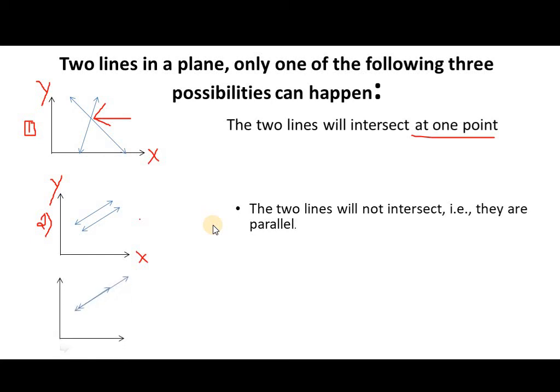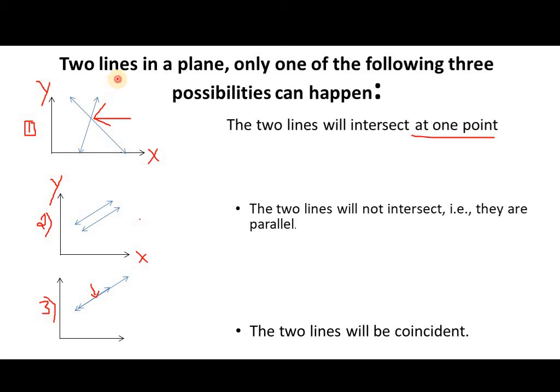Then the third possibility is the two lines will be coincident. Coincident means they overlap with each other. See here, the two lines are overlapping each other. This is the third possibility.